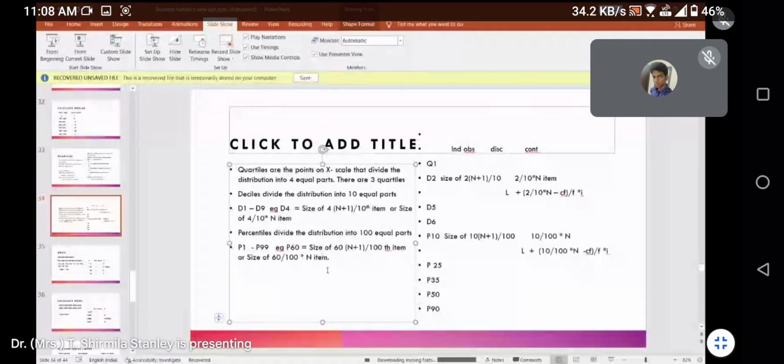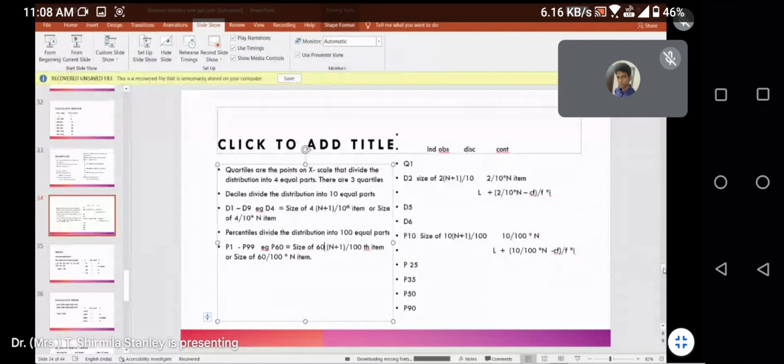You get it? Right? So if it is not individual or discrete, but continuous, then directly it will be n by 10, multiplied by 4 if it is D4. N by 10, n by 100. If it's 60, it's going to be multiplied by 60. Is it clear? Yes, ma'am. Okay, so that's all about all these values.